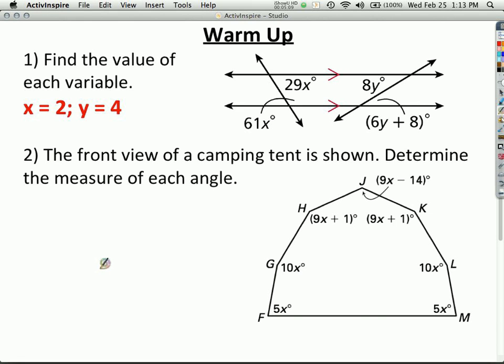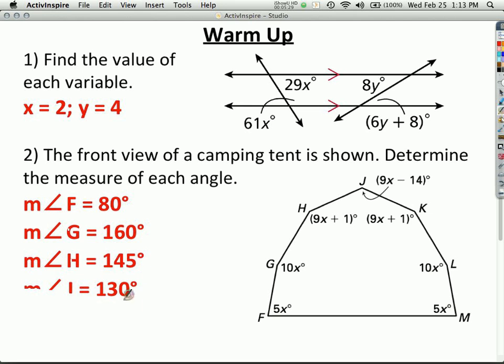So let's see what student number 13 says. The measurement of angle F equals 80, the measurement of angle G equals 160, the measurement of angle H is 145, and the measurement of angle J is 130. Was that the same thing that you said? Yep. Student number 10, do you agree? You agree as well? So those are the measurements. I did not include K, L, and M because they were the same as the other angles on the other side.